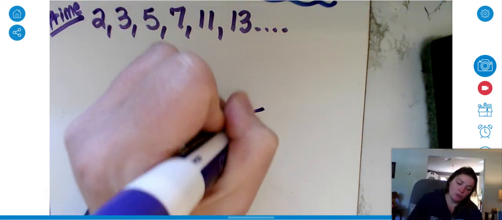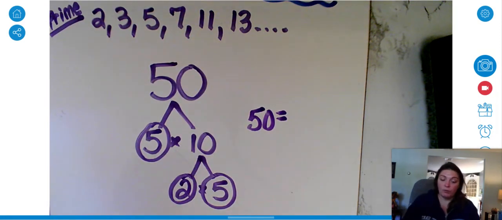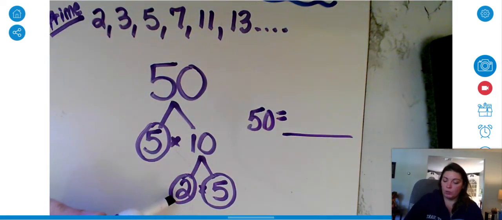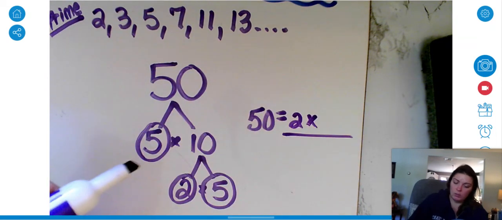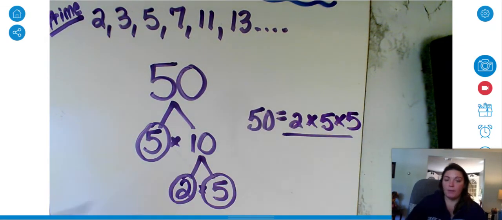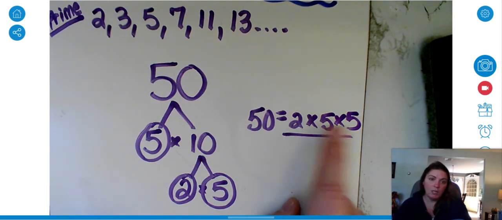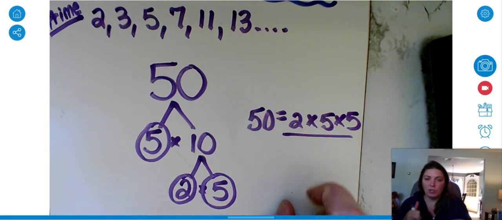So the prime factorization of 50, remember, let's write these in order from least to greatest. 2 times 5 times 5. And then double check. 2 times 5 is 10, and 10 times 5 is 50. So we know we got it correct.